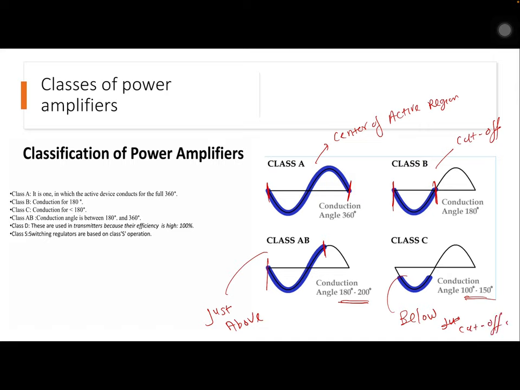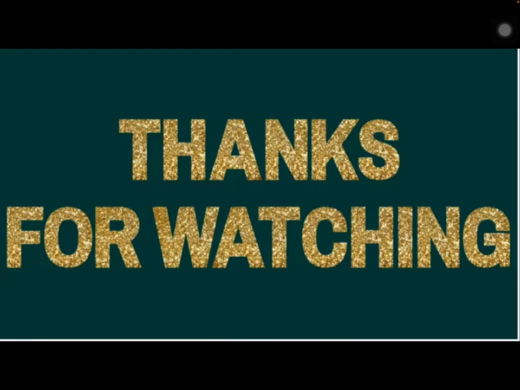Okay. Apart from these four classes, we have class D, where power transistor conducts only for pulses like this, which will have a high efficiency, but conduction angle will be very less, and there can be class S and all those things which are used in regulators. Thank you.